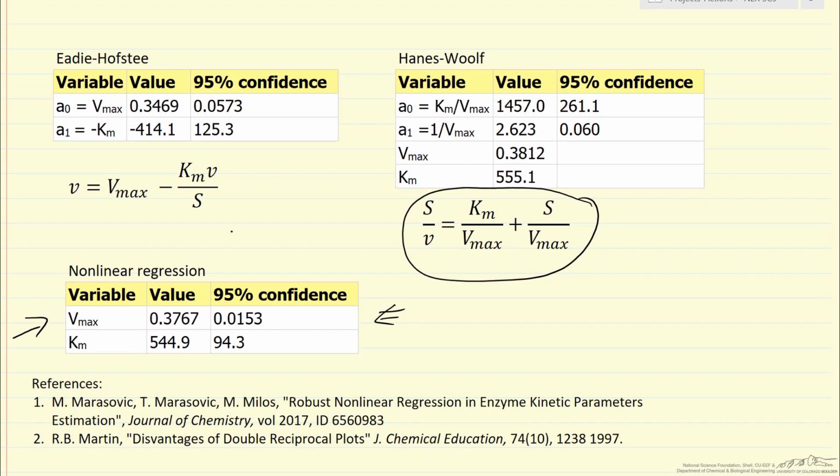And I've listed a couple of references that discuss this in more detail, but the final takeaway is that we should not be using the Lineweaver-Burk linearization to determine Michaelis-Menten kinetic parameters. And we should instead be using nonlinear regression.